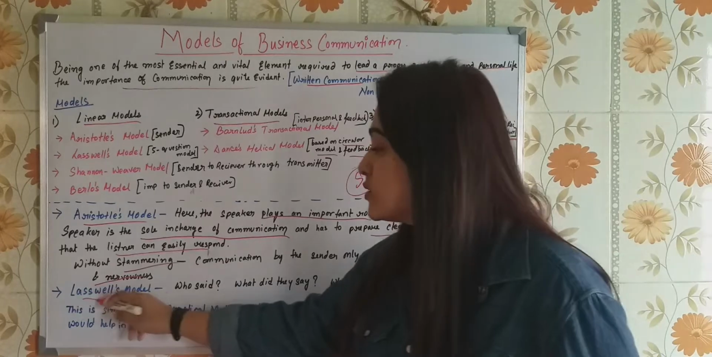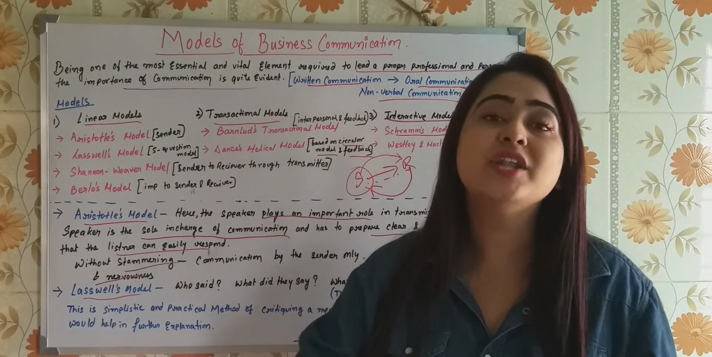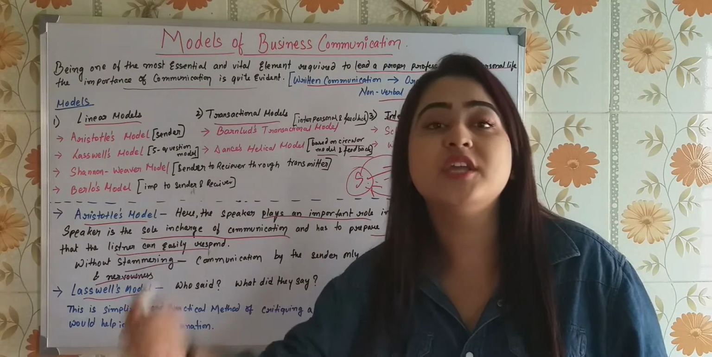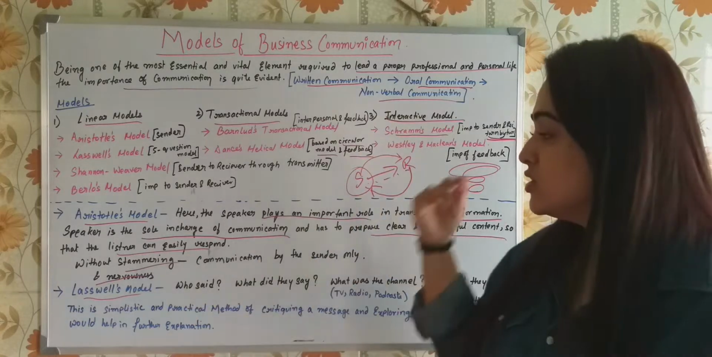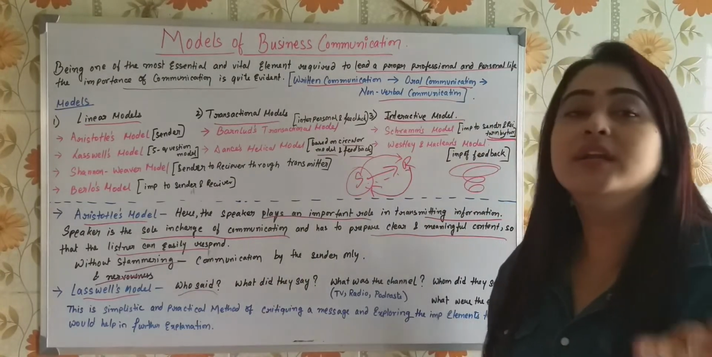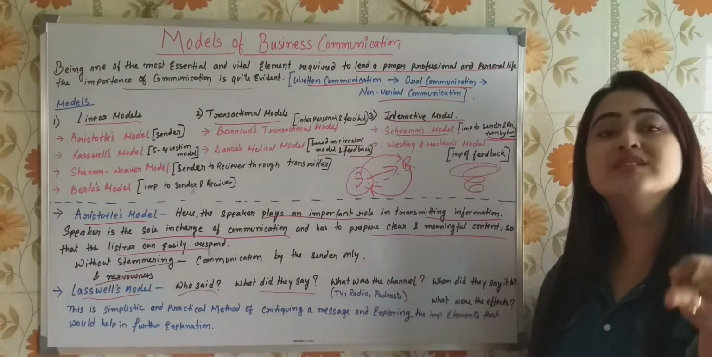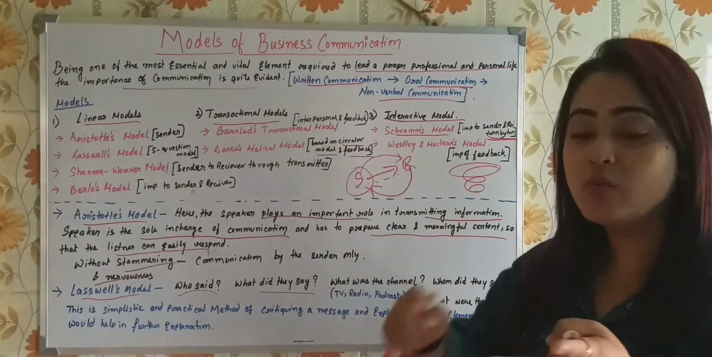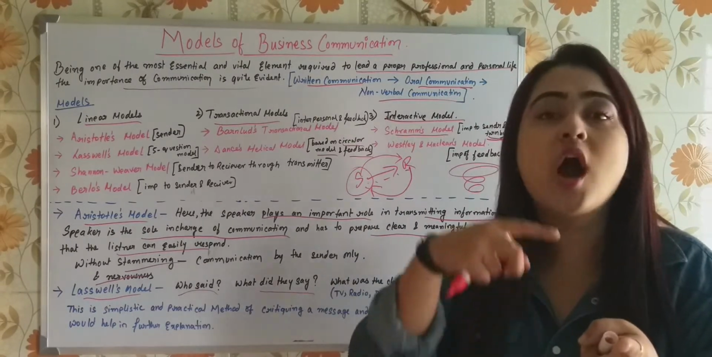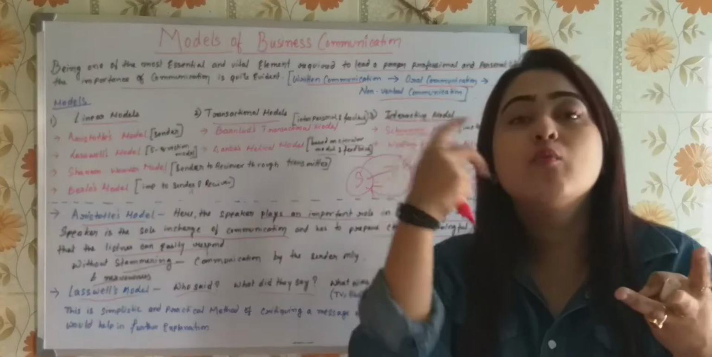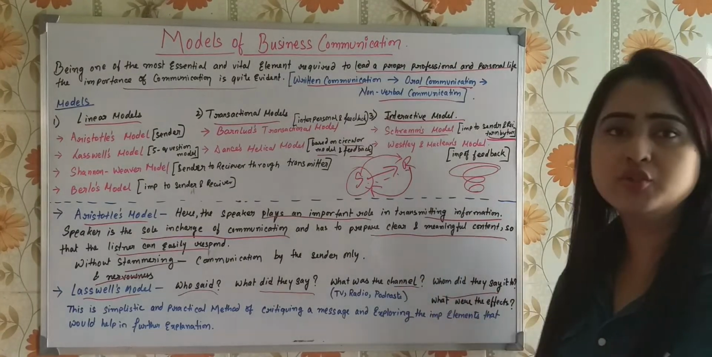Next we have Lasswell's model. Under Lasswell's model, there are 5 basic questions that you ask during any communication. First, who said this particular thing? So you need to ask that. Second, what did they say? Third, what was the channel? What was the medium? Channel means medium: TV, radio, podcast, YouTube, internet. Next is, whom did they say it to?